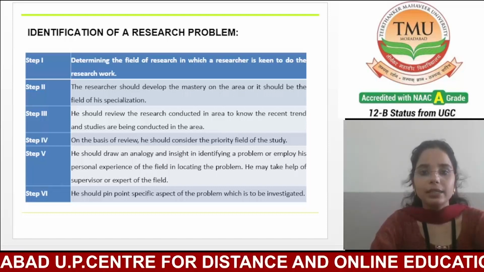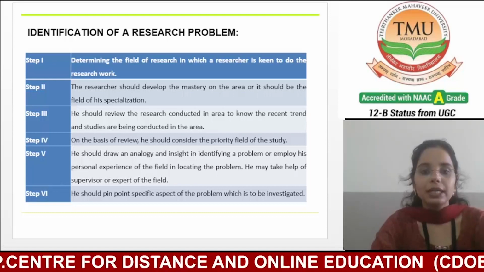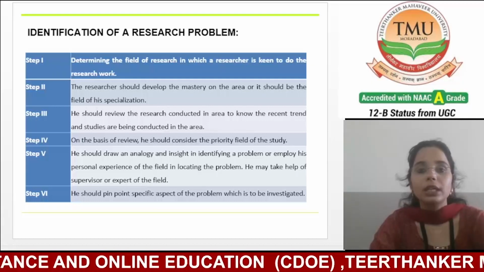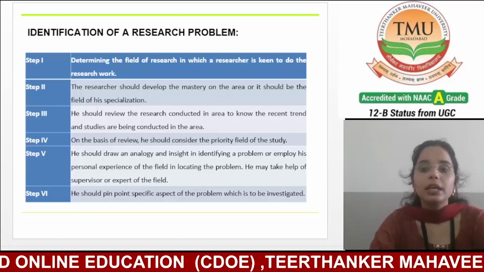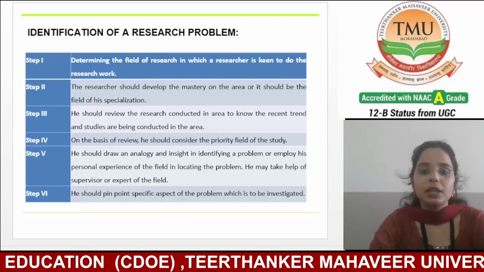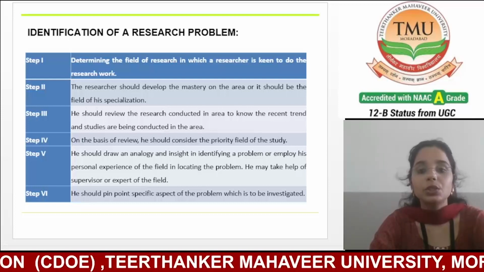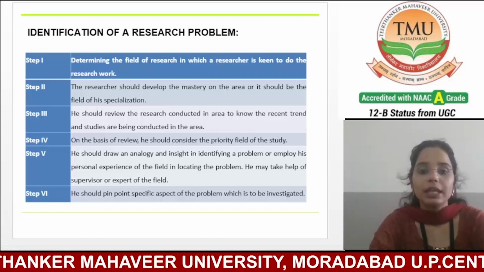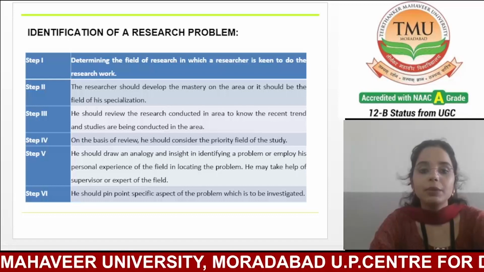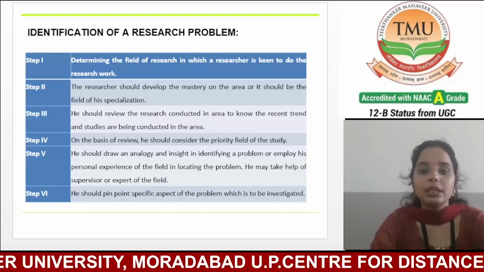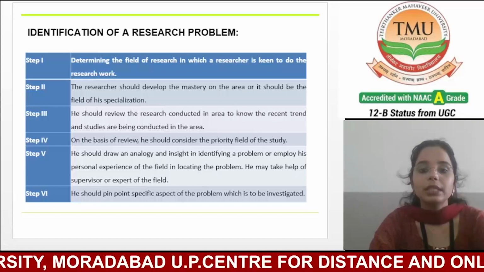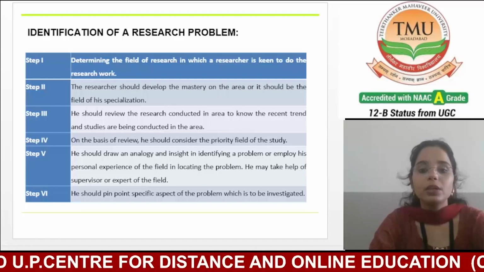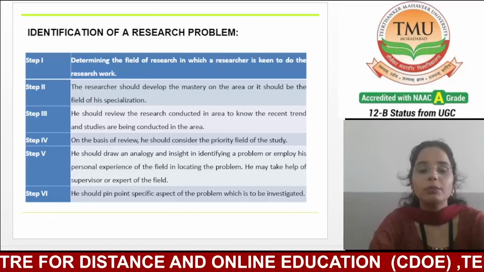So let's understand once again. As you can see, the first step is to determine the field of research in which a researcher is keen to do the research work. The second step is that the researcher should develop mastery of the area, or the field of specialization. The third step is that he should review the research conducted in the area to know the recent trends and studies being conducted. The fourth one is that, on the basis of the review, he should consider the priority field of the study.